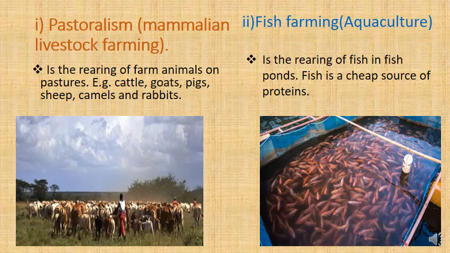Another type of livestock farming is fish farming, which is commonly known as aquaculture, and it involves rearing of fish in fish ponds. Traditionally, fish ponds were constructed close to water sources like rivers, swamps, and dams. But currently, fish ponds can be indoors, in-house fish ponds, where everything, including the temperature, is controlled.